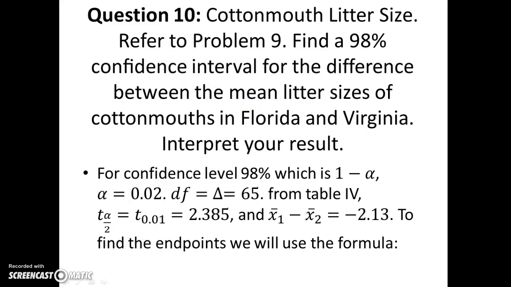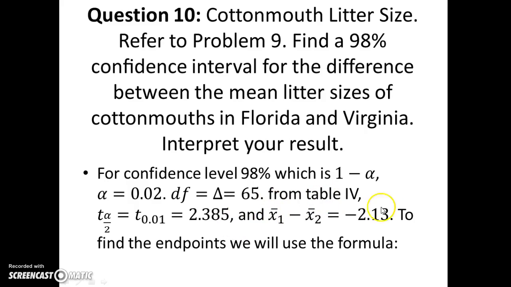Question 10, the same question, but this time it says find a 98% confidence interval for the difference between the mean litter sizes of cottonmouths in Florida and Virginia. The confidence level is 98%, so alpha is going to be 0.02, and df is again the same, 65. Using table 4, the t-value at 0.01 with df 65 is going to be 2.385.